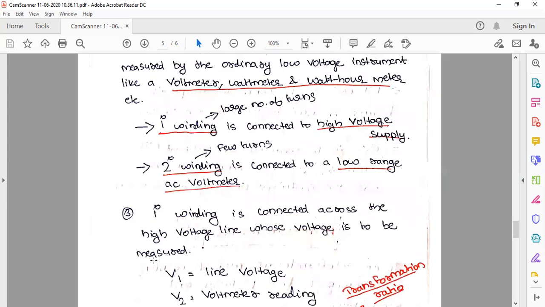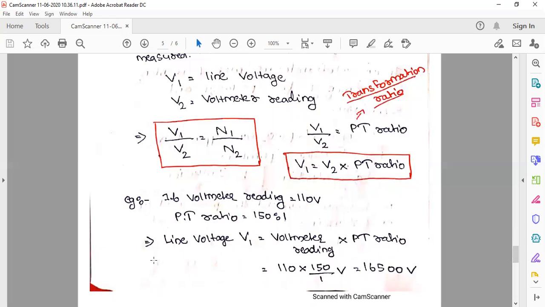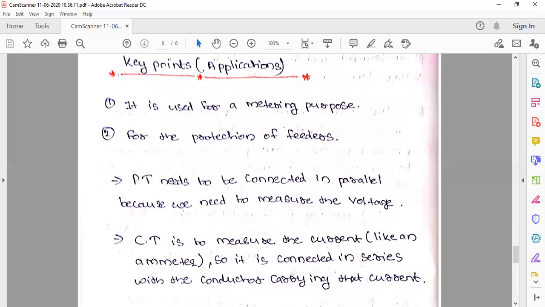So just understand the difference between CT and PT and what they do. Okay. Now you can take the key points for potential transformer. That is, it is used for a metering purpose. Okay, both CT and PT they use for metering purpose. One for the current and one for voltage. And for the protection of feeders, how they protect it? By stepping down the voltage or stepping down the current. How do they step it down? You know, one will be connected in series, one will be connected in parallel, and depending upon the number of turns, we are getting the current step down, or like in case of a potential transformer, we are getting the voltage step down.